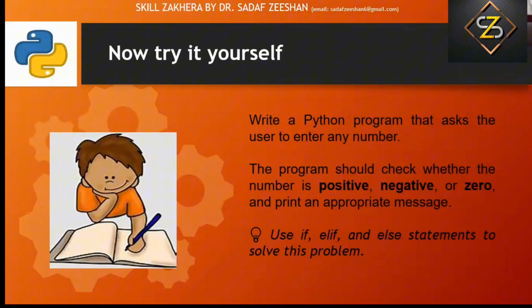And it's the testing time. You can pause the video to try this code out and then look at the answer, or you can just solve along with us. Write a Python program that asks the user to enter any number. The program should check whether the number is positive, negative, or 0, and print an appropriate message. Use if, elif, and else statements to solve this problem. So you see, we have three conditions, so we can use the elif command here.